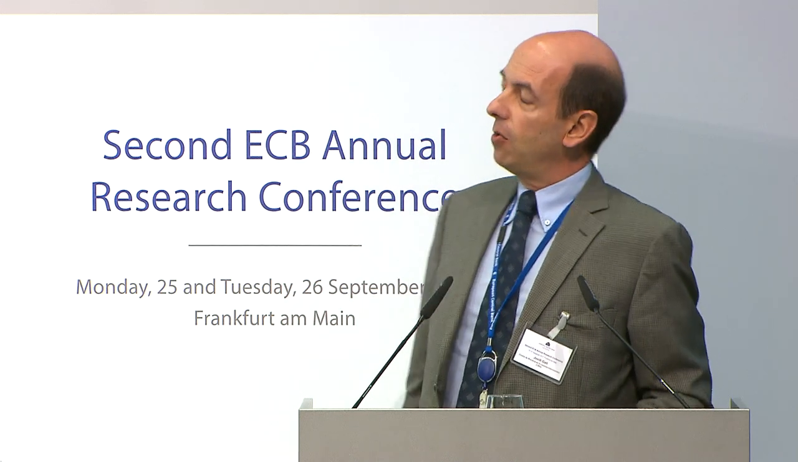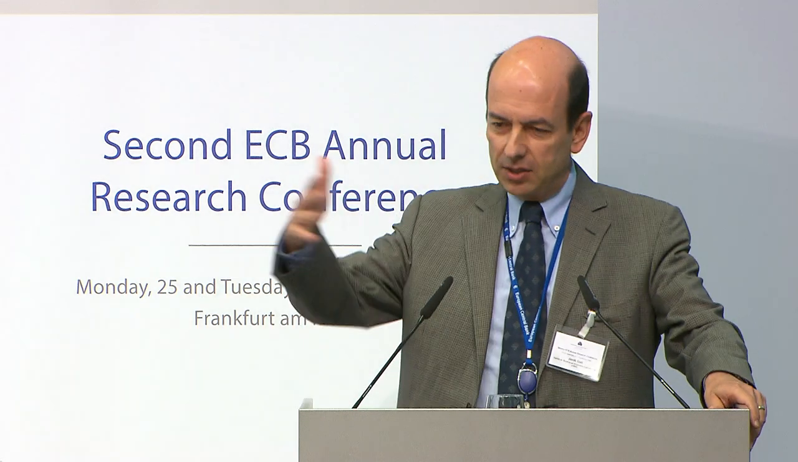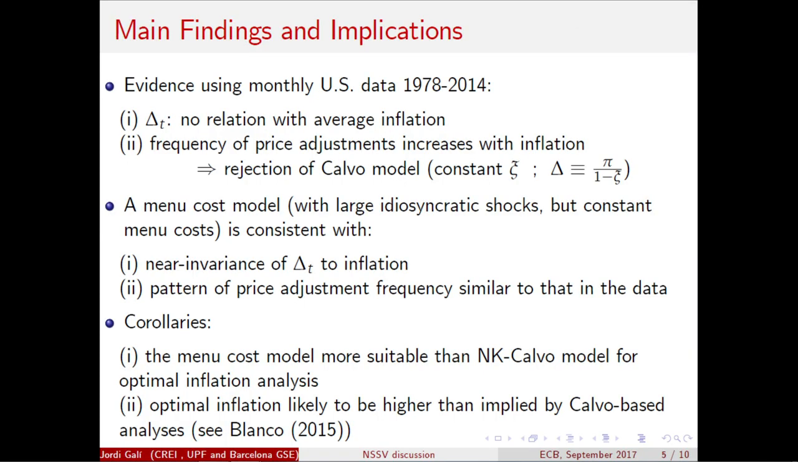Main findings: using this new, extended data set, the authors show that this delta, this proxy that they use for relative price dispersion, shows no relation whatsoever with average inflation. Okay, so that's the main finding, I would say. And on top of that, they show that the frequency of price adjustments increases with inflation. Okay, so what do we make of those findings?